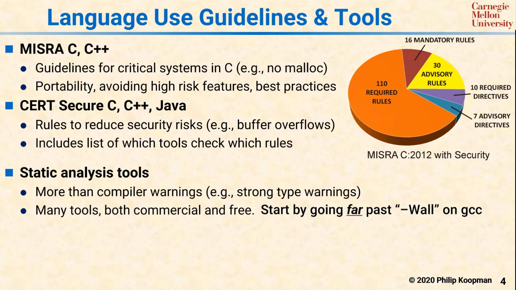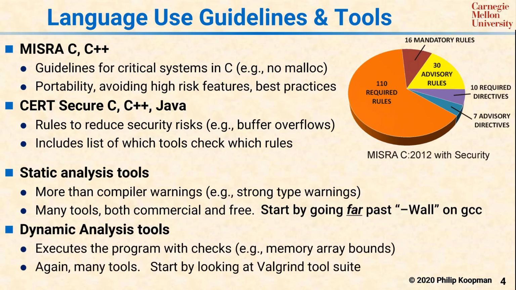Dynamic analysis tools go beyond static warnings and instrument running programs to find problems at runtime. A classic example of dynamic analysis is looking for memory array bounds violations or resource exhaustion. A good starting point is the Valgrind toolset, which includes memory buffer checking.